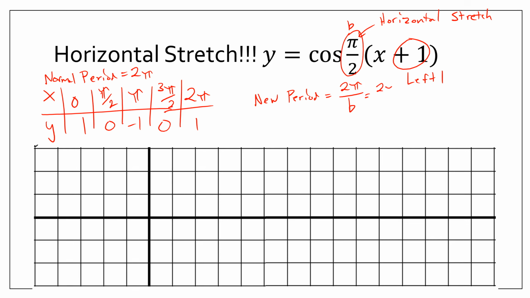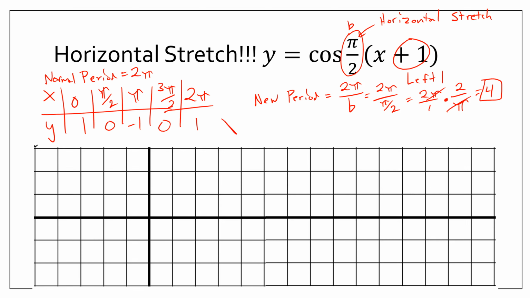Okay, so I have 2 pi. My b is pi over 2. I think it's easiest to think about this as multiplication by the reciprocal. So instead of dividing by pi over 2, multiply by 2 over pi. Here we see the pi's cancel, and I'm left with 4. So this is my new period. My new period is 4. So how does that help me?